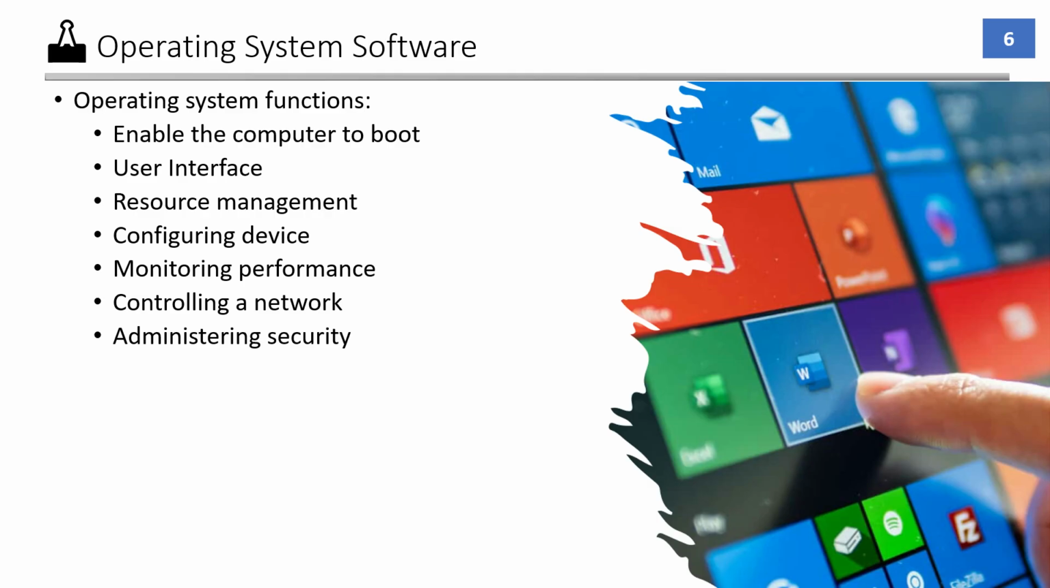Another key function is configuring devices such as printers, keyboards, and external drives so they work correctly with the computer. The operating system monitors system performance to ensure everything is running efficiently and to identify problems. It helps with controlling networks, allowing computers to communicate and share resources over a network. Finally, the operating system is responsible for security administration, such as user accounts, passwords, and protecting data from unauthorized access. Overall, the operating system makes the computer usable, secure, and efficient for everyday tasks.